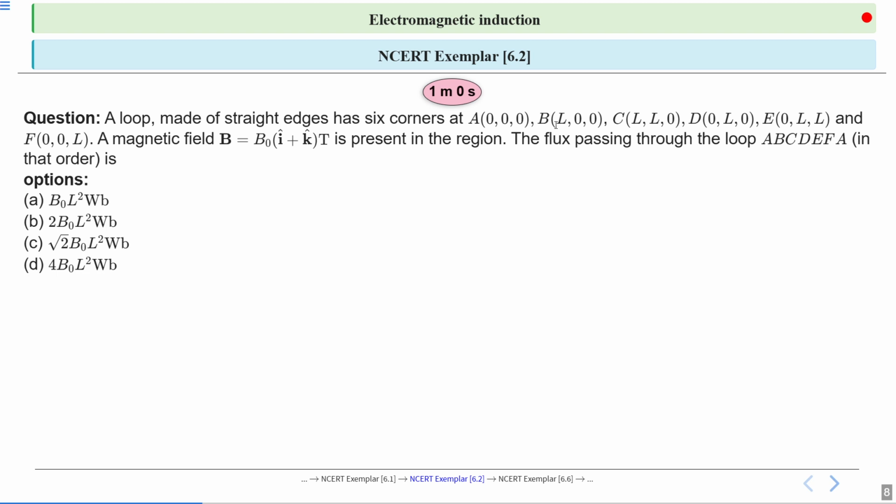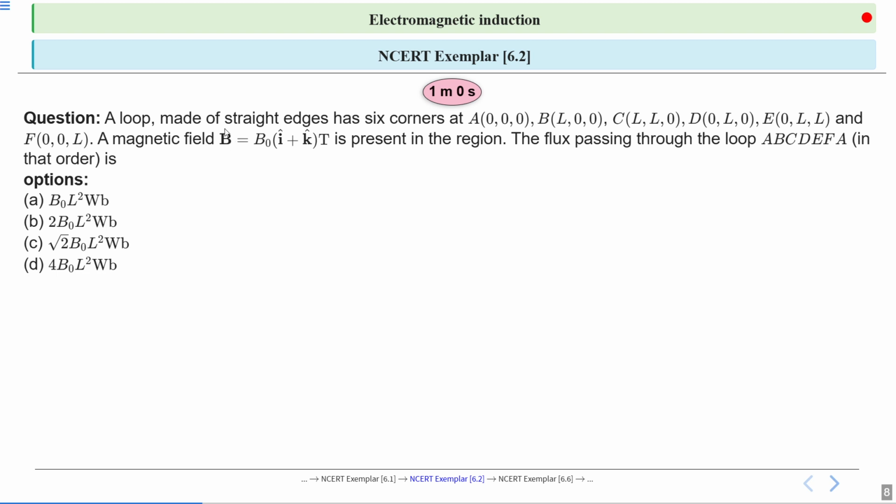Corner B is placed at L, 0, 0. Y is 0 and Z is 0, so B is on the x-axis at a distance L from the origin. Corner C is at L, L, 0, placed in the xy plane. Corner D is at 0, L, 0, placed on the y-axis. Corner E is at 0, L, L, placed in the YZ plane. And F is at 0, 0, L, so the F corner is placed on the Z axis.